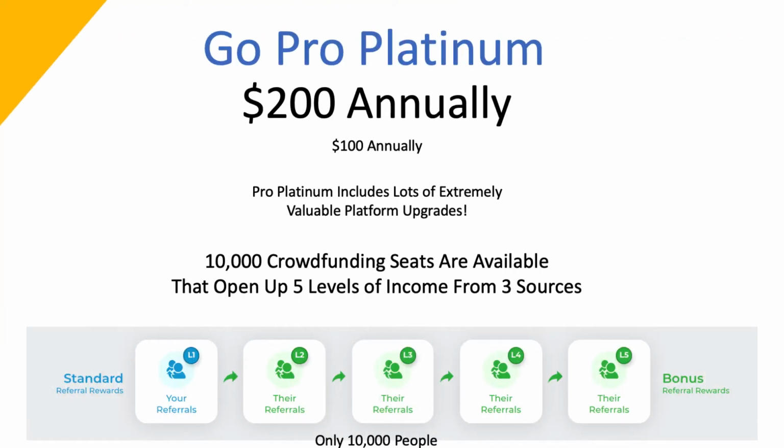So to go pro, I suggest one of 2 ways. First of all, $200. This is an annual fee. That's like 54 cents a day. You get a lot of extra benefits within the program, and I highly, highly, highly recommend that if you can at all afford it. If you cannot, then I recommend $100.